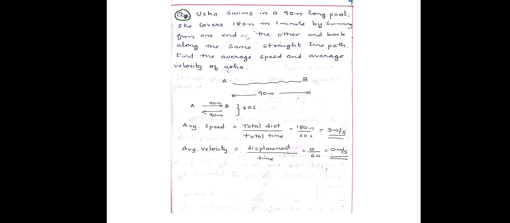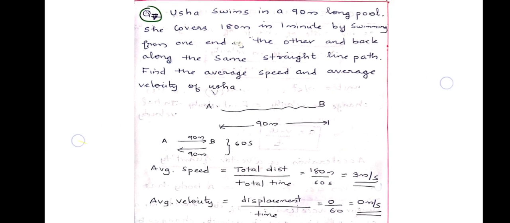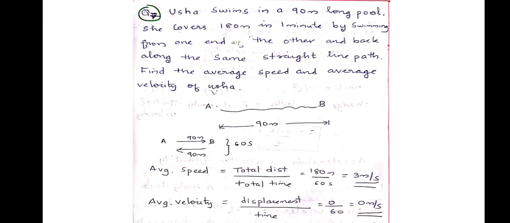It's a good problem. So we move on to the 7th problem. Usha swims in a 90-meter long pool. She covers 180 meter in 1 minute by swimming from one end to the other and back along the same straight line path. Find the average speed and average velocity of Usha. So I repeat the question: Usha swims in a 90-meter long pool. She covers 180 meter in 1 minute by swimming from one end to the other and back along the same straight line path. Find the average speed and the average velocity of Usha.